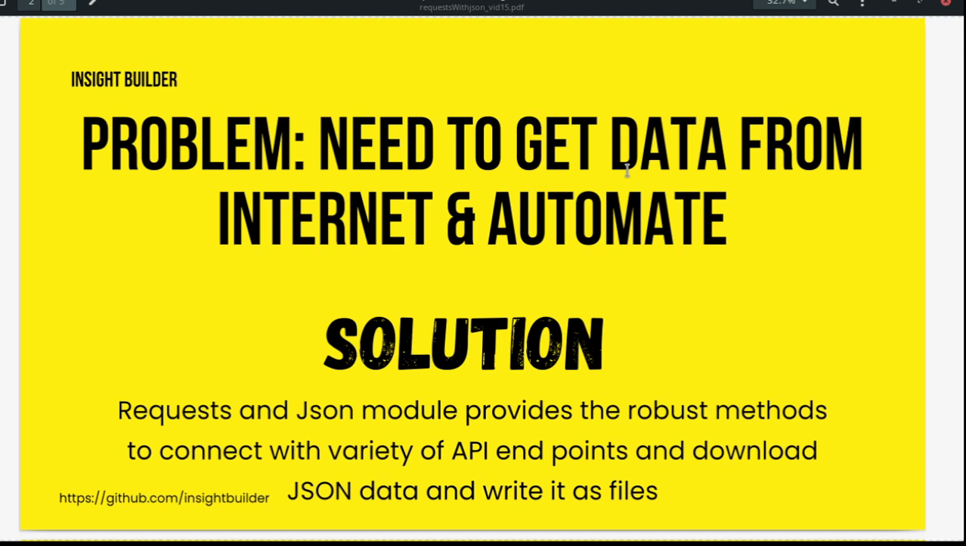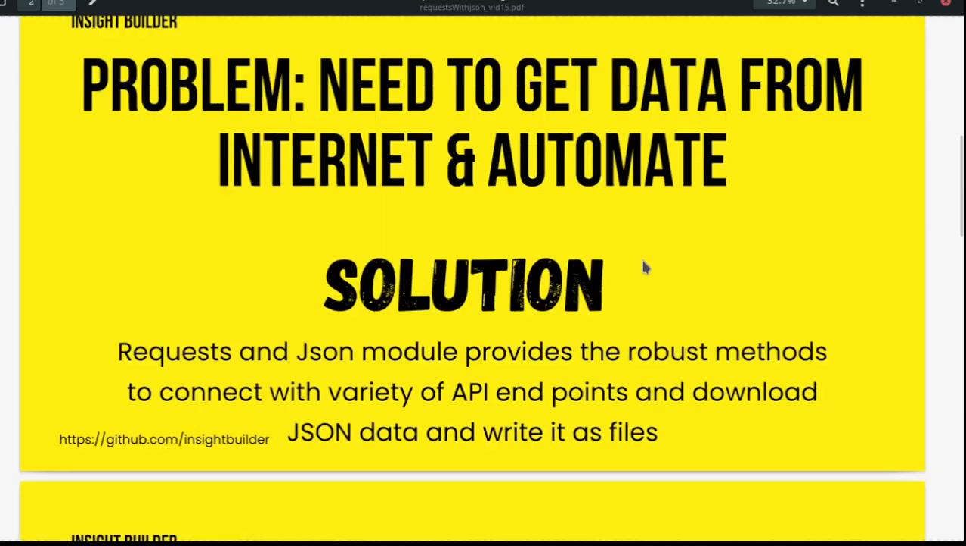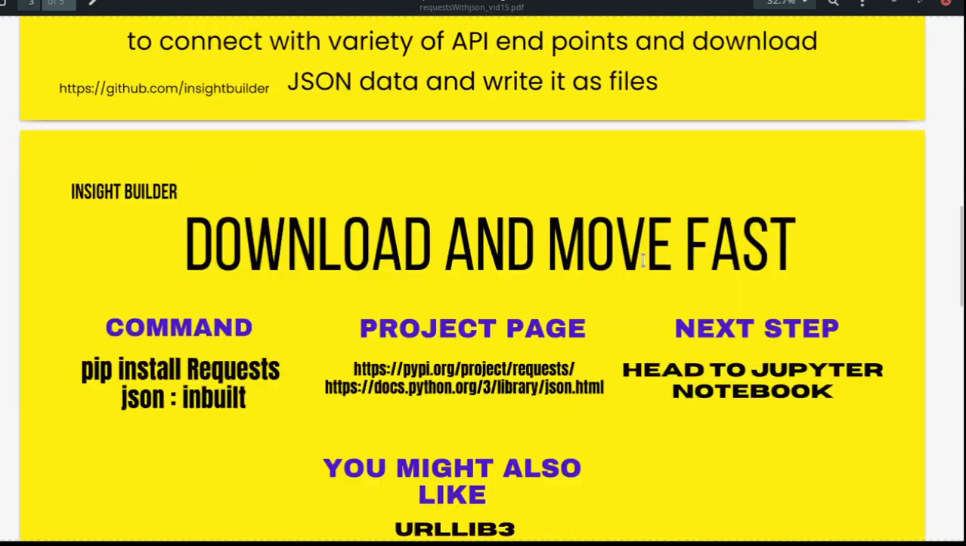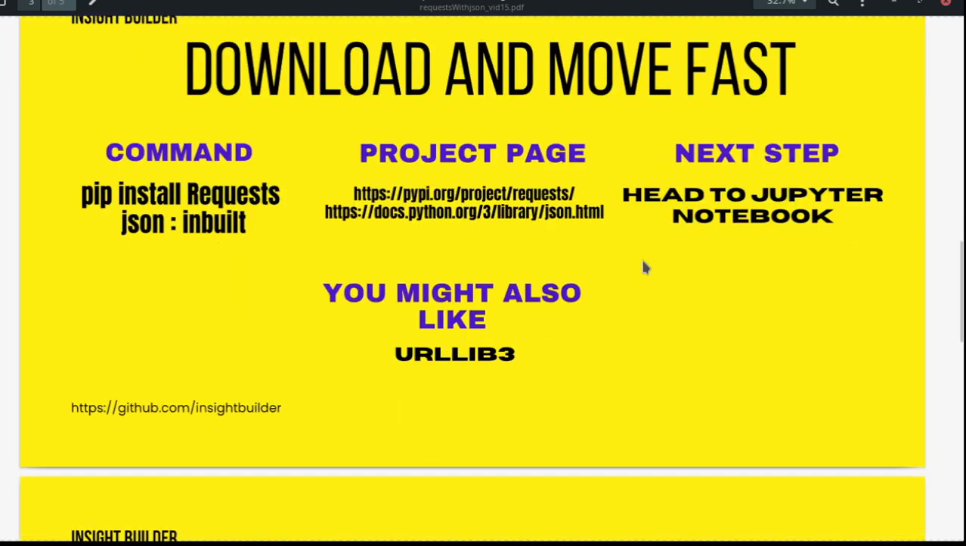We want to automate it, and we are going to do that using the JSON module also. We will see how the JSON module helps. Before that, we will see how to get the requests module. So as usual, you have to do a pip install. Just do a pip install requests, and the JSON module comes inbuilt, so you don't need to worry about that.